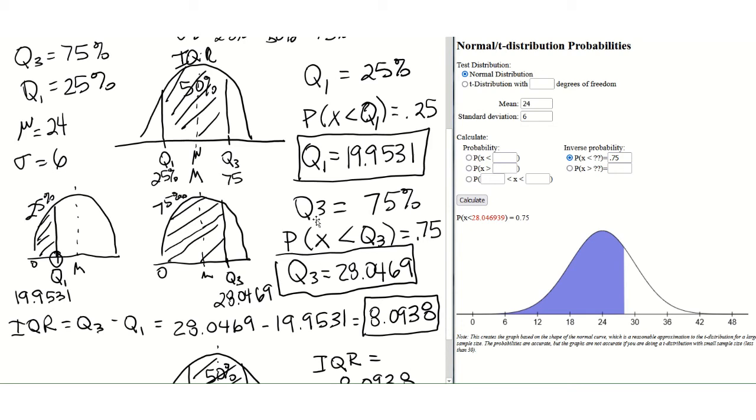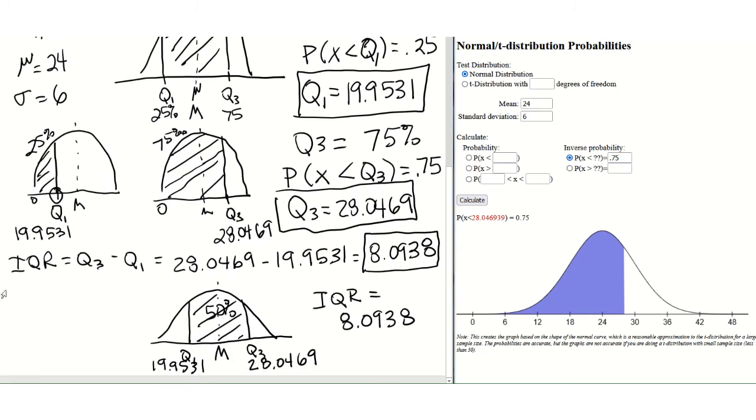Then you're going to solve for your third quartile, which is at 75%. So once again, you're going to plug in 0.75, and get the value for your Q3. Then you're going to take the difference, and that's going to give you your interquartile range. That tells you that there is a range of 8.0938 between your first quartile and your third quartile.